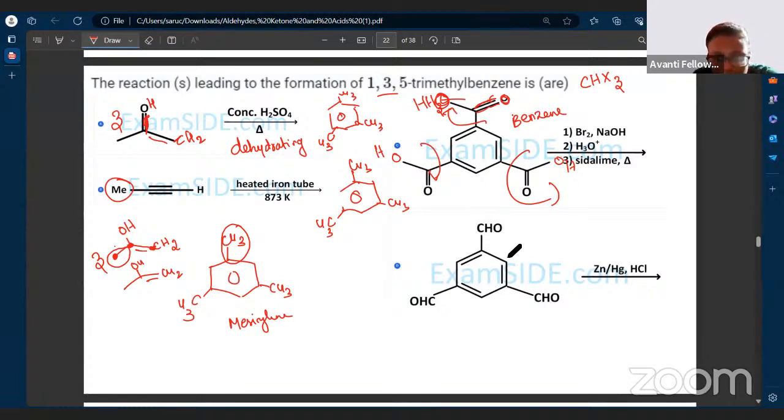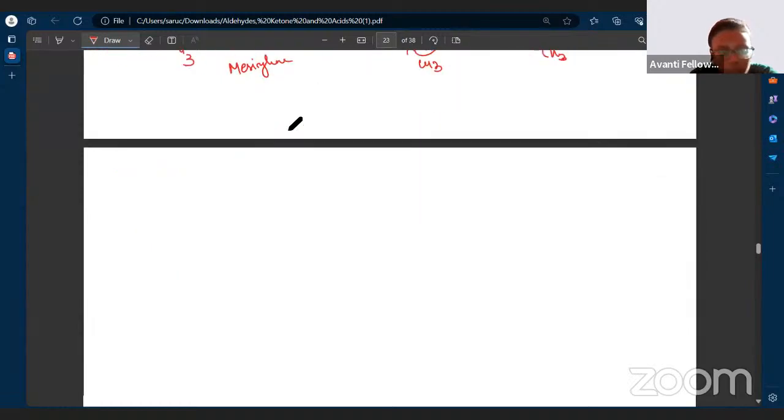And option D is treating it with zinc amalgam HCl. When you treat with zinc amalgam HCl, what you'll be getting? You'll be getting CH3, CH3, CH3. So this C double bond O will get converted to CH2. So option D is also going to be. Okay, got this question? Everyone got this question? Yes. Fine.